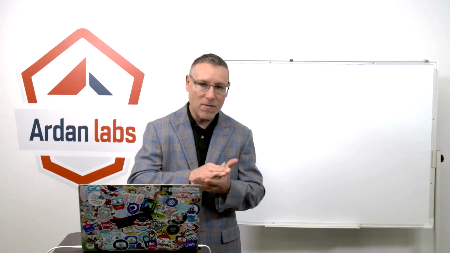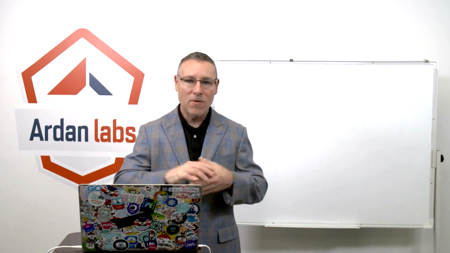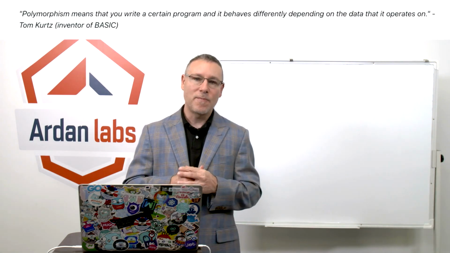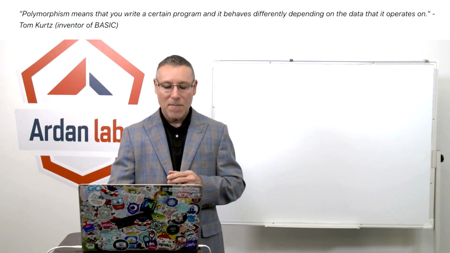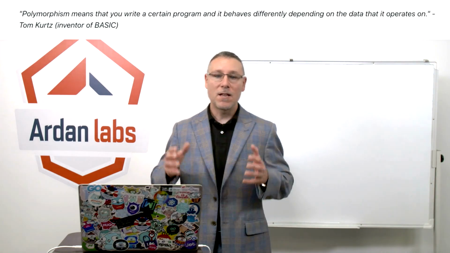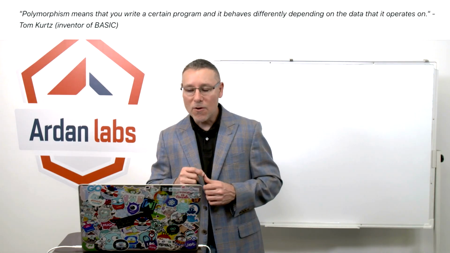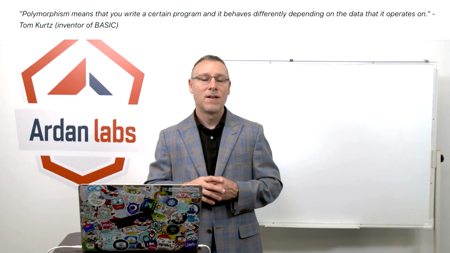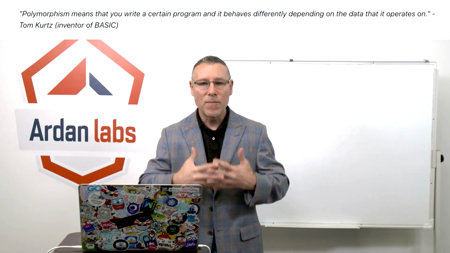Now, in order to really best understand polymorphism, there's a great quote from Tom Kurtz, who's the inventor of BASIC. He's saying here that polymorphism means that you write a certain program and it behaves differently depending upon the data it is operating on. This is a beautiful, beautiful idea for the definition of polymorphism.